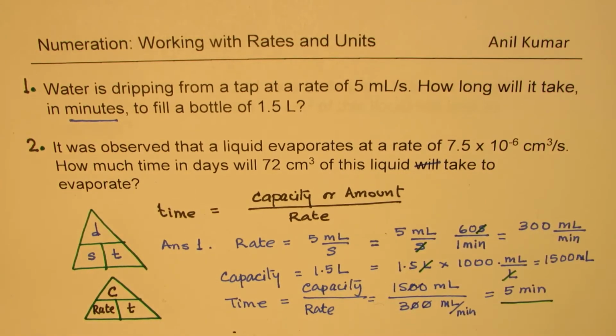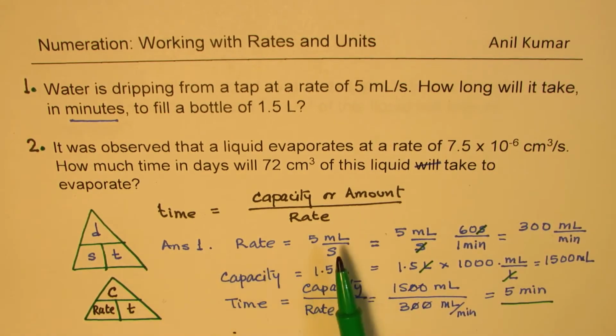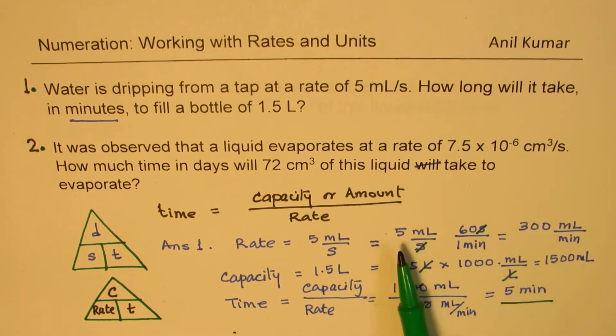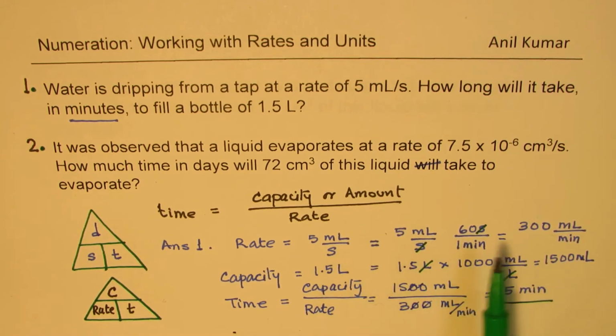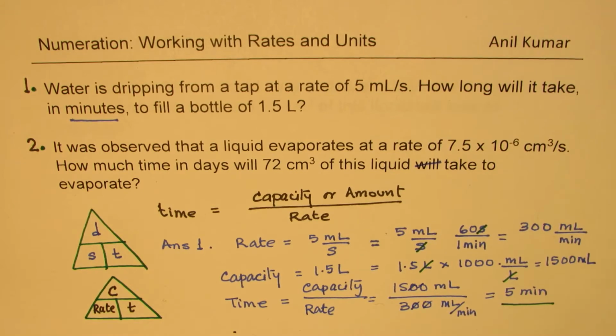So that is how, in simple steps, you can do your calculations. I'd like you to go through this calculation. Here, we converted the units first, as it was simpler. To do so, we converted liters to milliliters, and milliliters per second to milliliters per minute by multiplying by 60, as you've seen. And then the ratio gave us the time. Now let's do the second question.